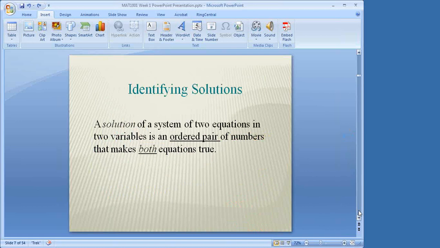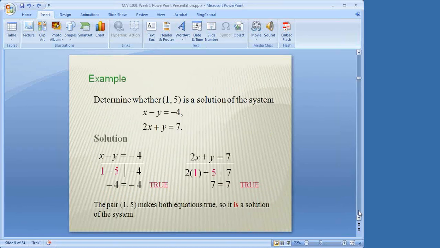Now, a solution for a system is where two lines intersect. So they will either intersect at one point, they will overlap, which means they'll have infinitely many points, or they'll have no points of intersection. In other words, they would graph to be parallel.